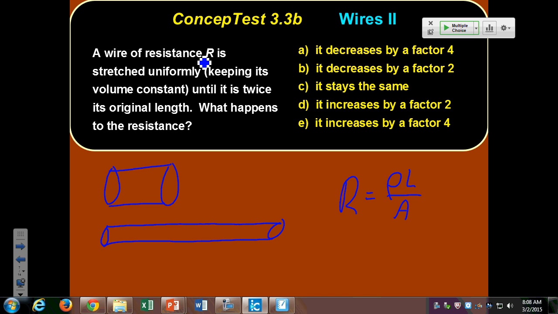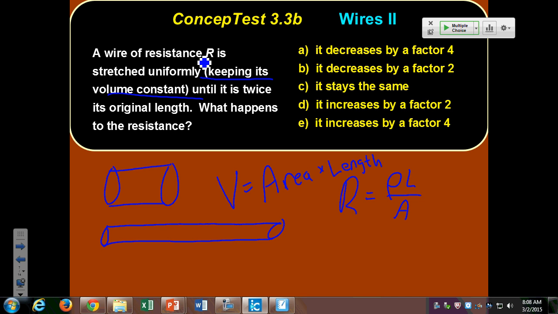But if you're not certain, you could also think about the volume remaining constant. So, keeping its volume constant. That's just a fancy way of saying that the amount of metal that you have in this material is not changing. So the total volume is the same. And remember, volume is equal to area times length.